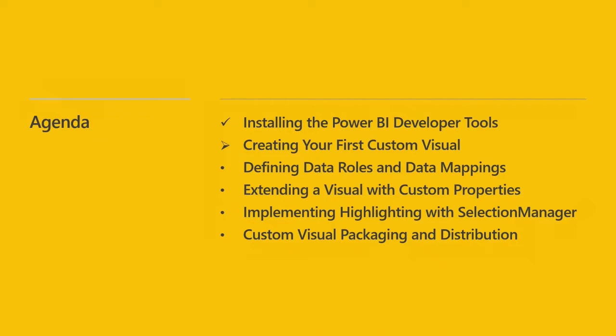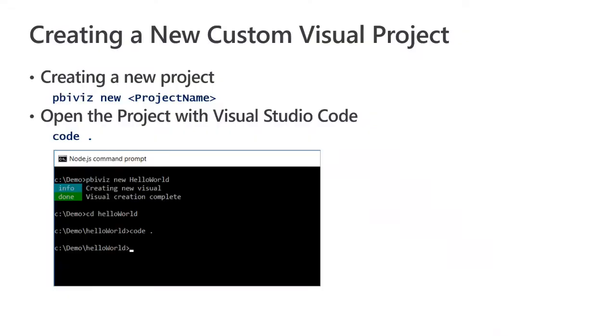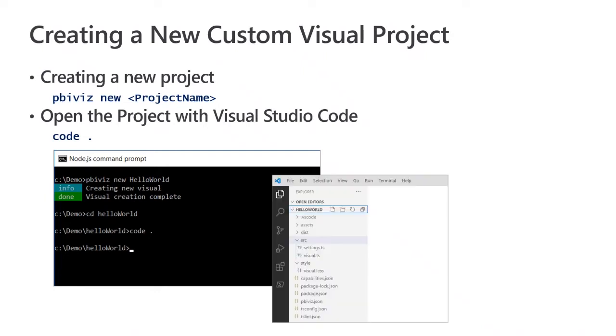Okay, but let's say that now I've done the setup. I've installed the developer tools. I've gone through the process of creating the certificate. And so now I don't have to do that each time I create a new project. And we've just created this new project. Once we've created the new project, we open it up with Visual Studio Code.